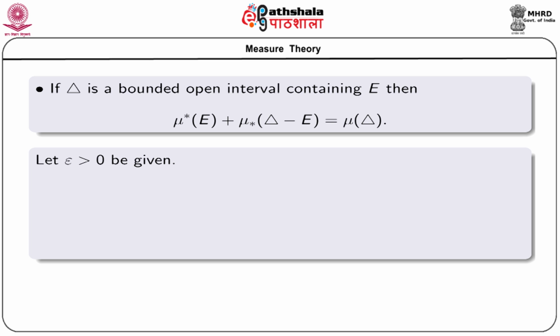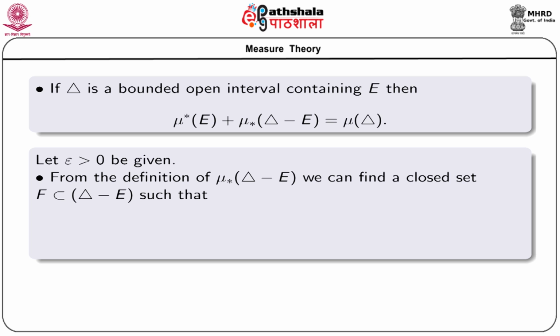We now present a result which is quite interesting. If delta is a bounded open interval containing a set E, then we are going to show that mu upper star E plus mu lower star delta minus E is equal to mu of delta. The proof goes like this: let epsilon greater than 0 be given.